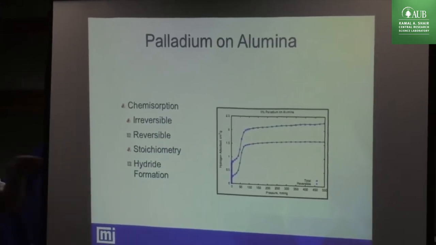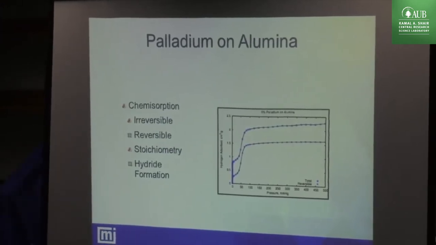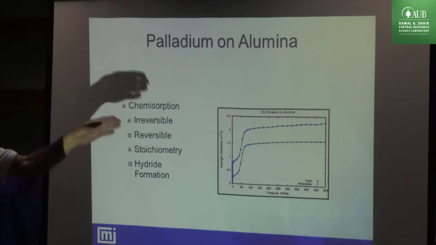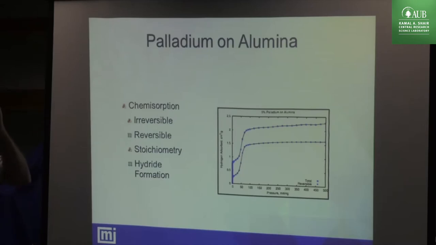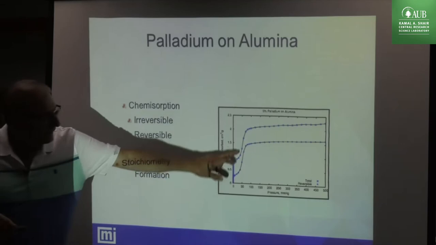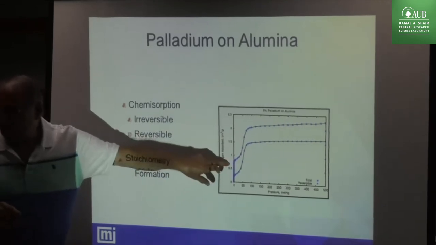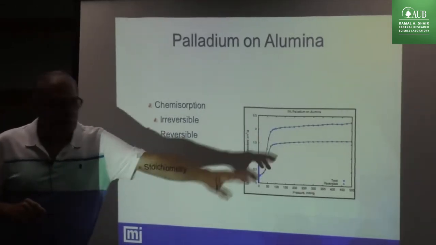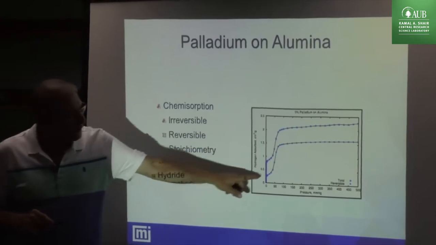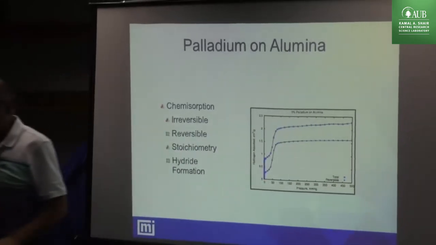How can we prevent this? By working at higher temperature, usually about 120 degrees. I forgot to tell you that all the chemisorption we have done before is at room temperature, about 30 to 35 degrees C. We just leave the sample at room temperature and make the chemisorption. Only for palladium do we have to work at 120 degrees to avoid the absorption and have just the adsorption. If you go to higher temperature, then you can get a type 1 adsorption isotherm.